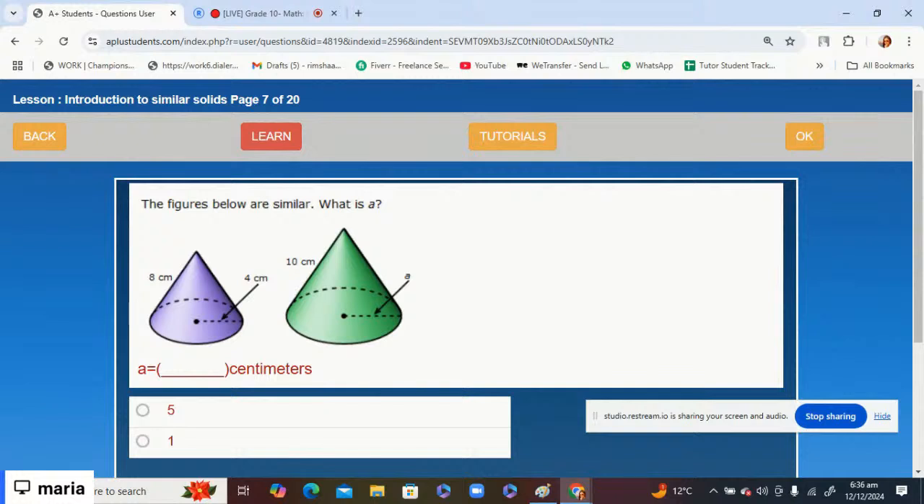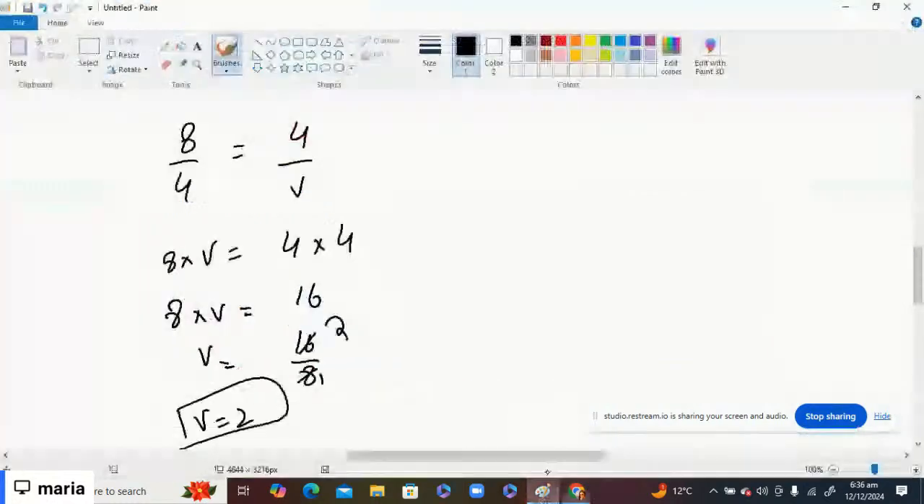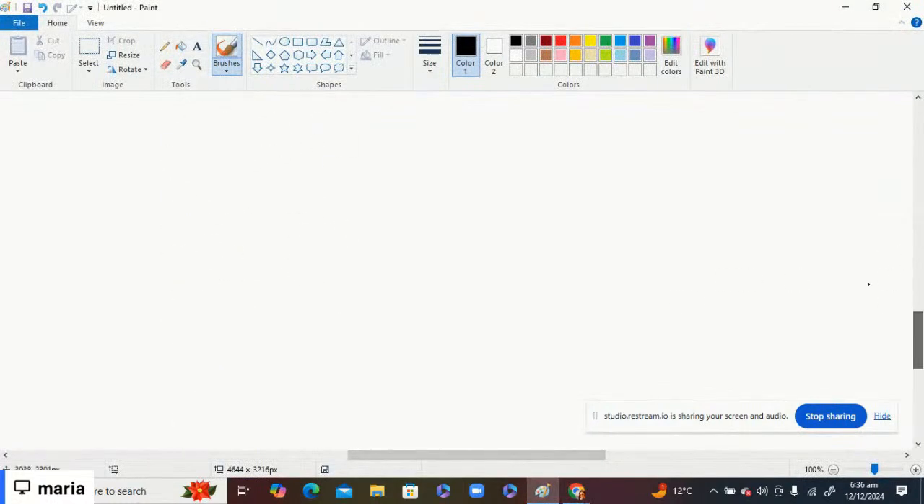So this is 8 and that is 10. This is somehow different. Okay, it's not half of this. So we are going to divide 10 by 8, a by 4.